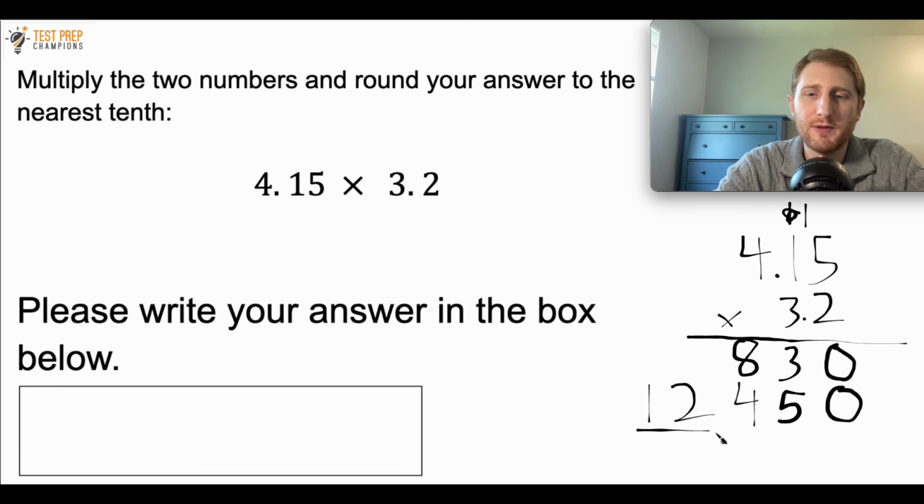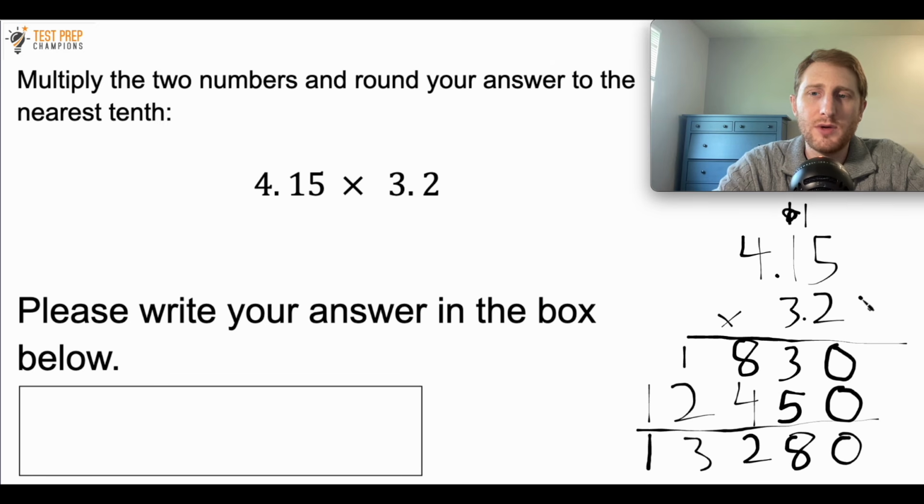Okay, so now what we have to do is add the numbers up. So 0 plus 0 is 0. 3 plus 5 is 8. 8 plus 4 is 12, and then 2 plus 1 is 3, and then I bring this 1 down here. So now we're going to deal with the decimals.